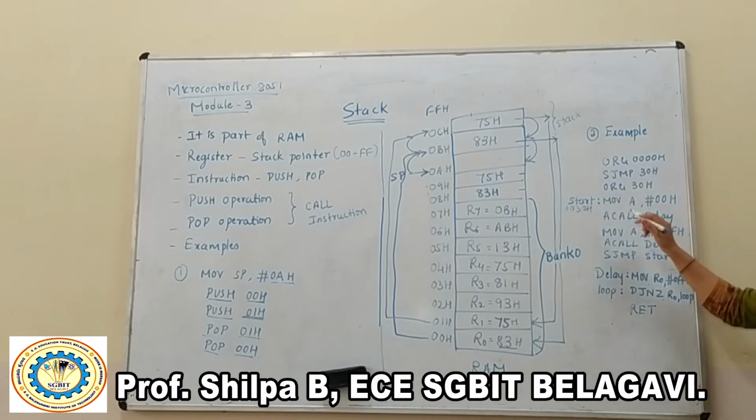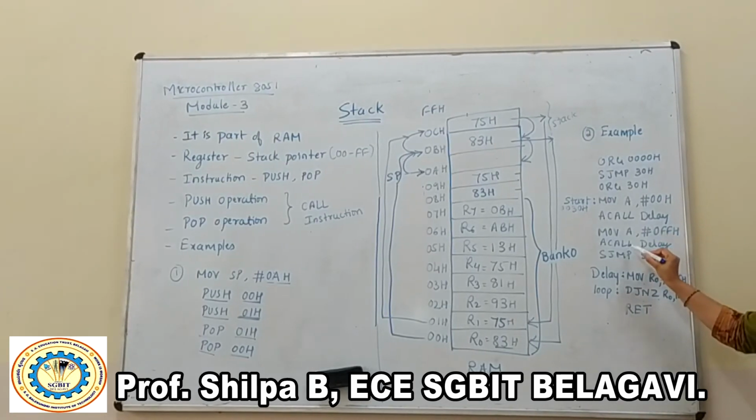Suppose in this first instruction, I have written one example where I want to toggle the data present in the accumulator. Initially I load the accumulator with 00. Then after some delay I toggle all the bits of the accumulator by loading it with FF.